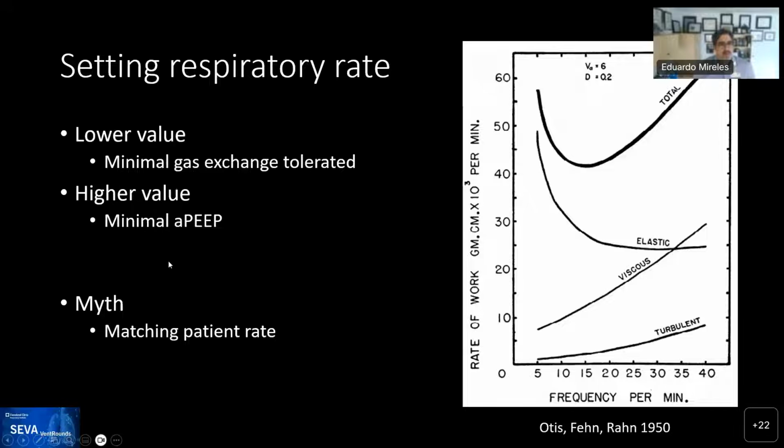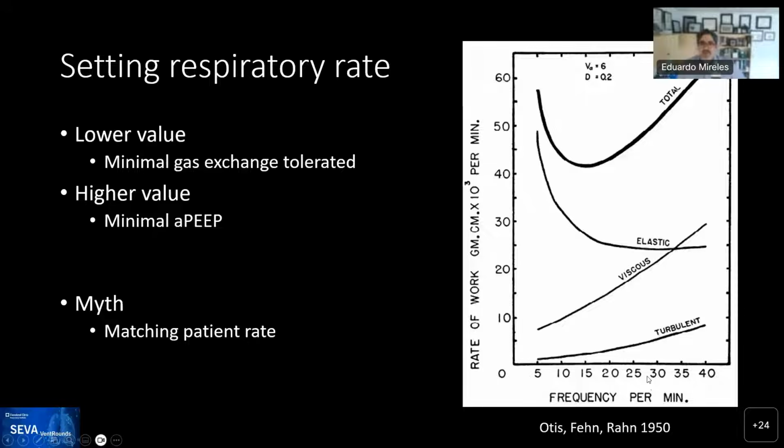And then there's a little myth that I hear now and then, which is trying to match the rate on the ventilator to the patient's rate, as if that was going to decrease the work of breathing of the patient. So Rob, I thought that it would be useful for us to talk a little bit about the Otis graph. If you want to explain to us what we're seeing here.